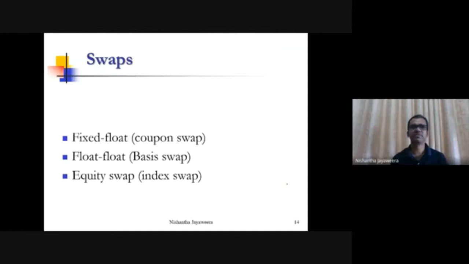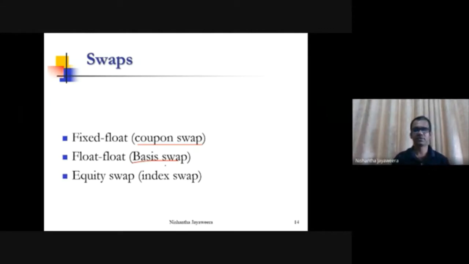In swaps, again, based on this, whether it's fixed float or float float, we give some other names. Fixed float, a coupon swap. As I explained, a fixed rate is like a coupon payment of a bond, and we exchange it against a floating rate. So therefore, we call it a coupon swap, and even a plain vanilla swap, we call the same thing. Float float, it is a basis swap. You may remember what is basis.